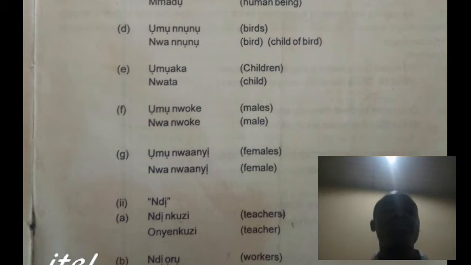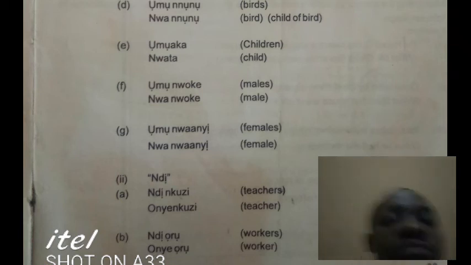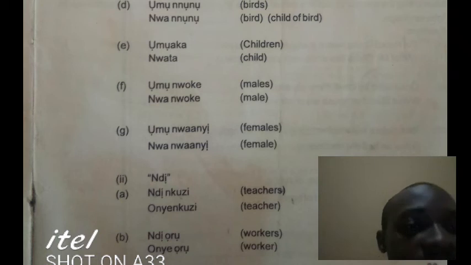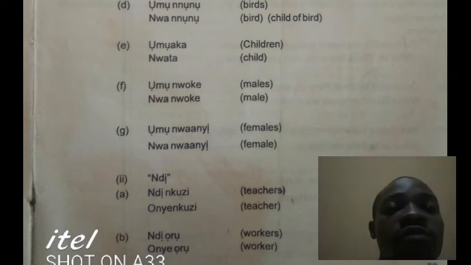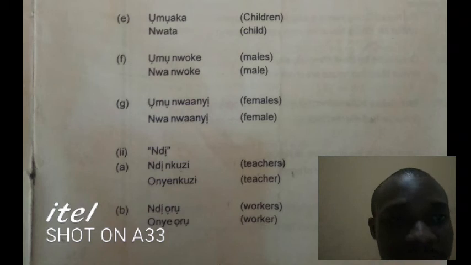While the singular form of it is nwa nwoke, which is what? Male. Alright, we are getting it now. The next one is ụmụ nwanyị, which means females. Then the singular form of it is nwa nwanyị, which is what? Female. Alright, you can see the S and the one without what? S in English form.